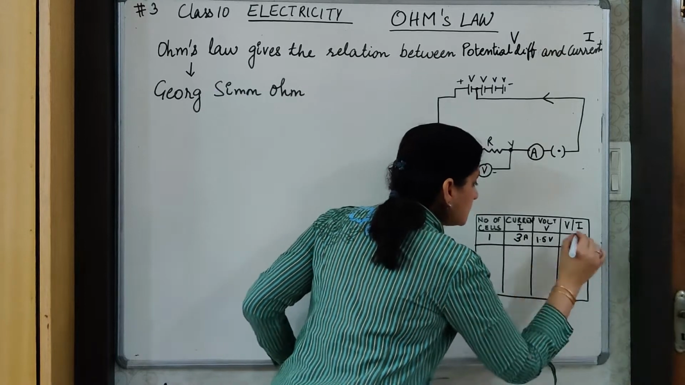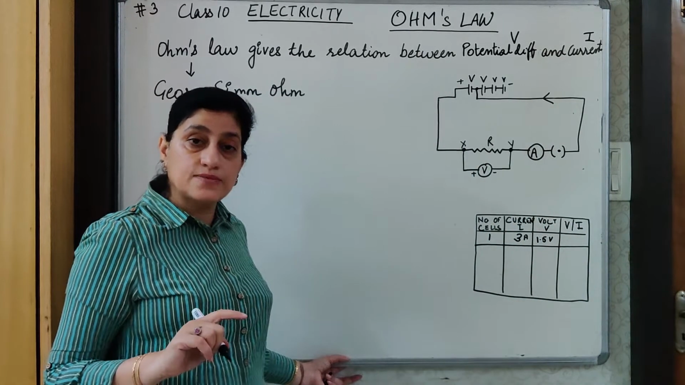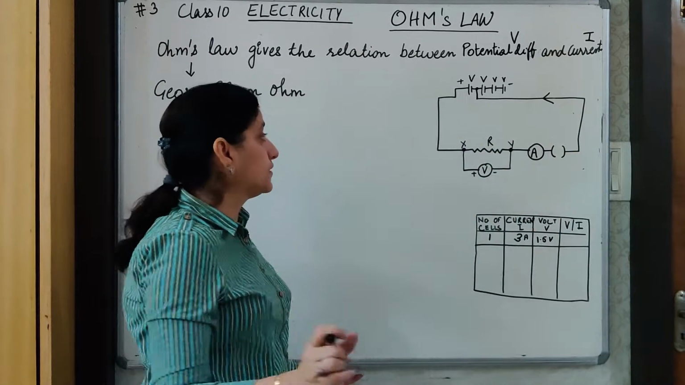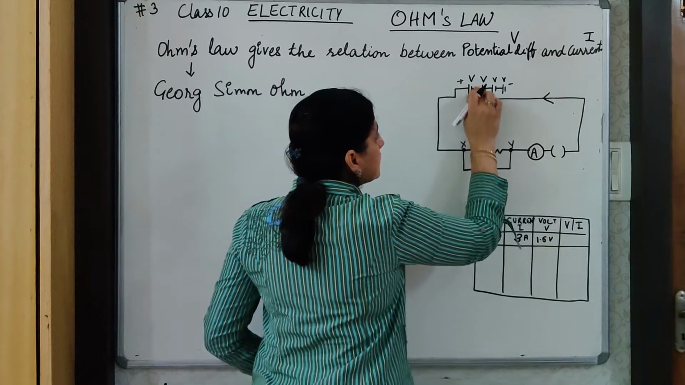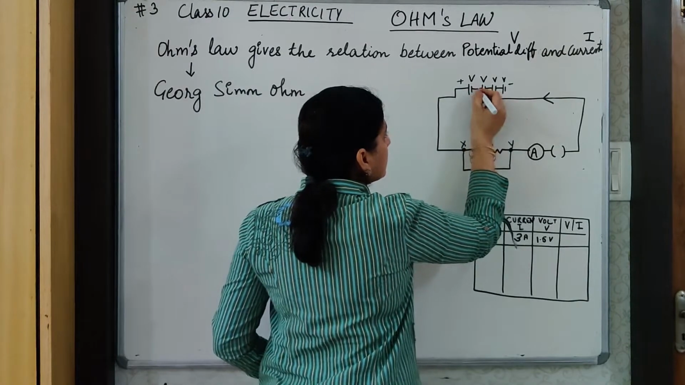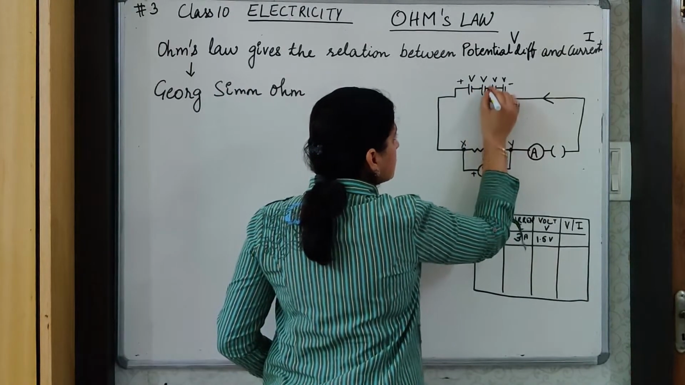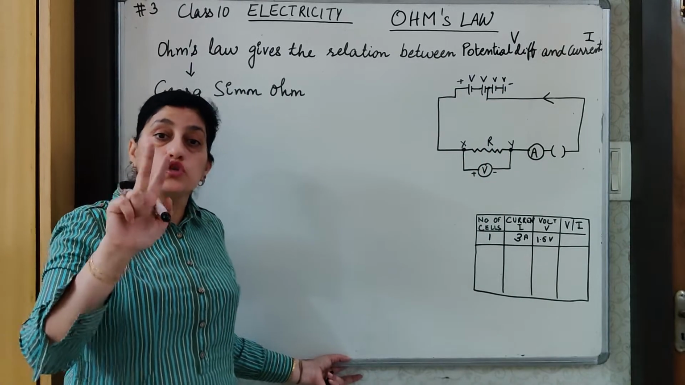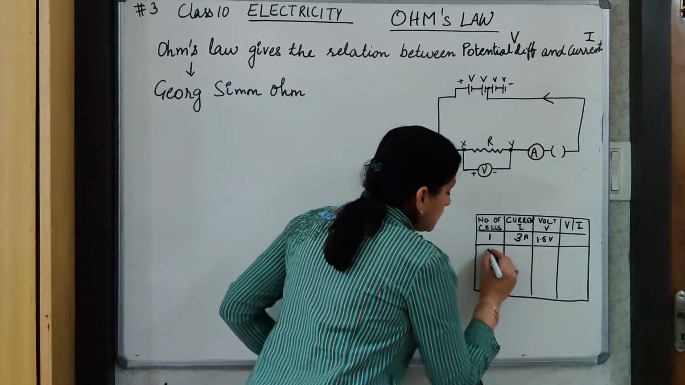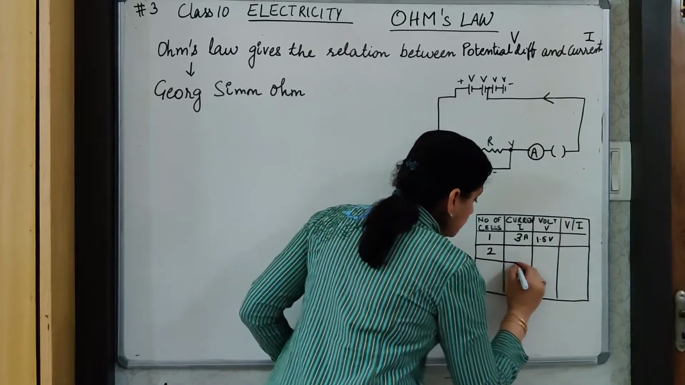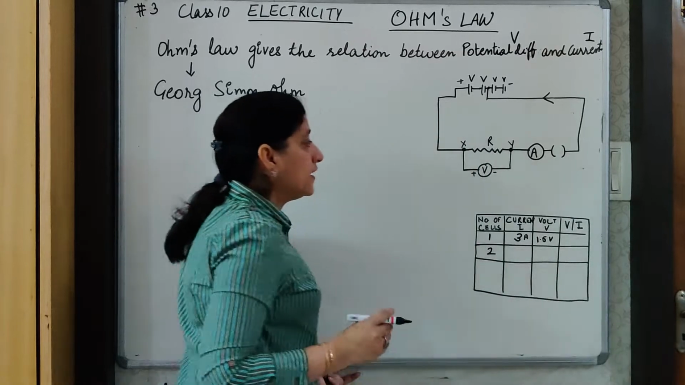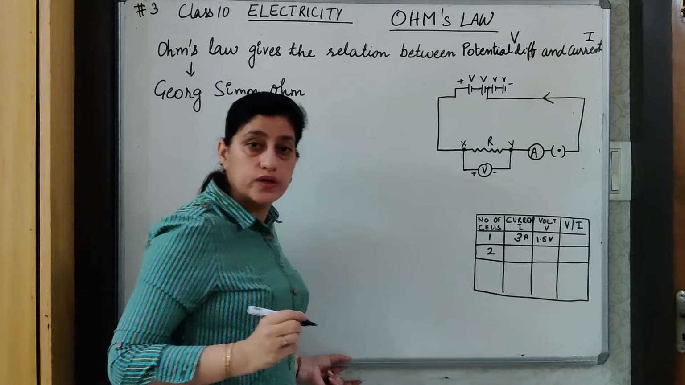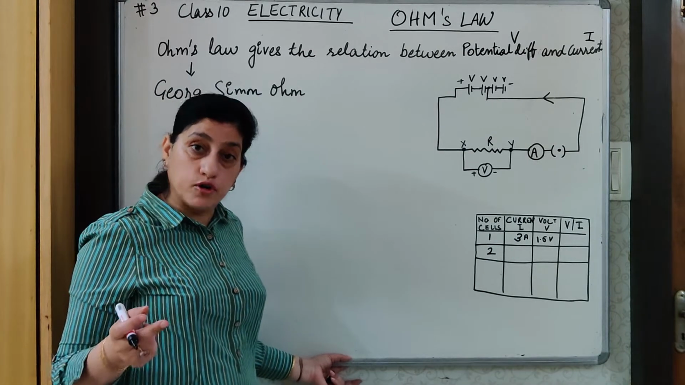Once this first step has been done, now we will again remove the key, keep it aside, disconnect it from here and make a connection over here. It means now we are using 2 cells. So number of cells used is 2, and then we will connect the key, we will close the switch so that the current can flow.